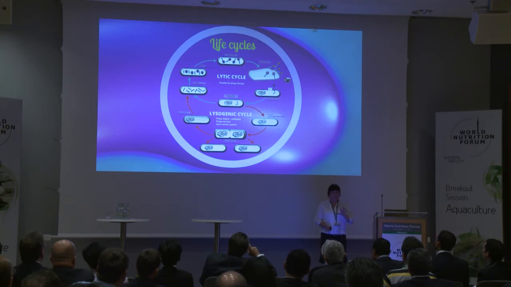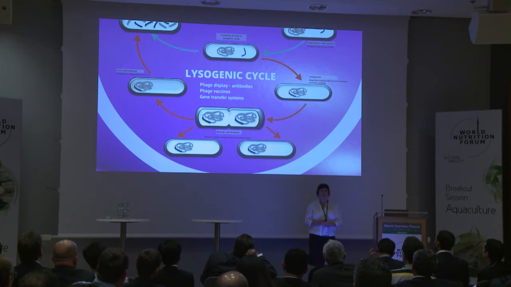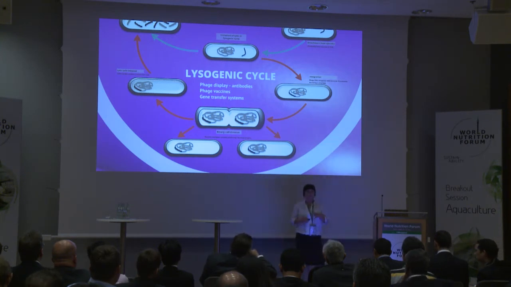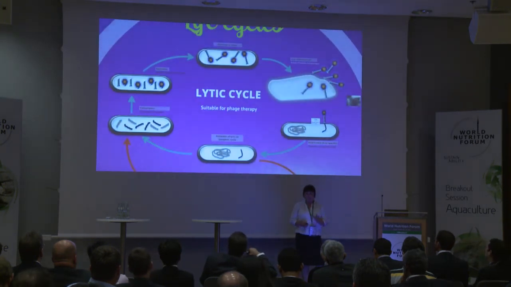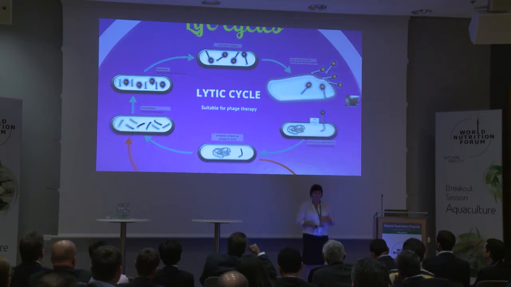So again, two cycles, lytic cycle and lysogenic cycle. The lysogenic cycle is really important in molecular biology and has been used for a long time. It's used for phage display and to produce antibodies. It's used for vaccines, and it's used as a gene transfer system. So it's very useful in the molecular world and for looking at genes. However, it is not suitable for phage therapy because it does transfer genes around, and that's not what we want in our system. The lytic cycle, however, is suitable for phage therapy because it destroys the cell. At the end of its cycle, the cell is destroyed, and that's what we're looking for.